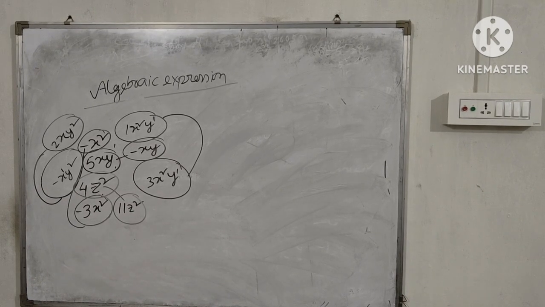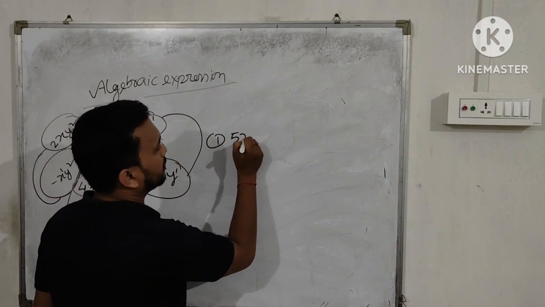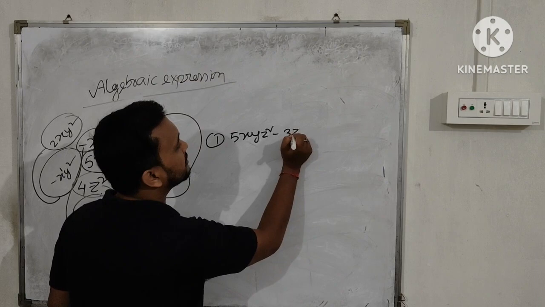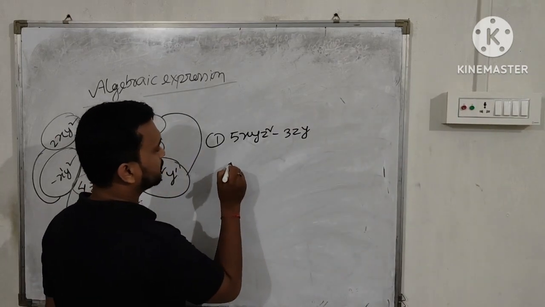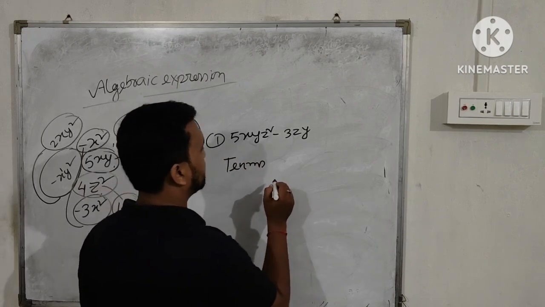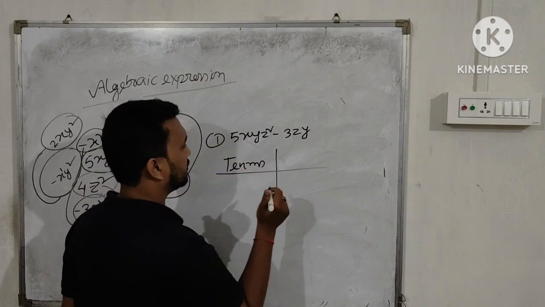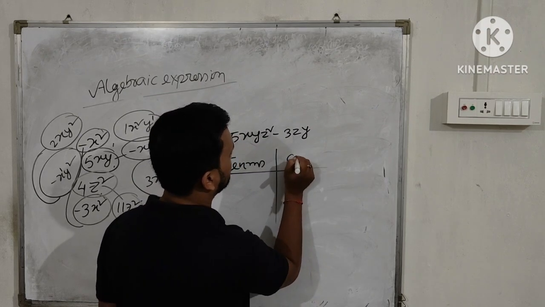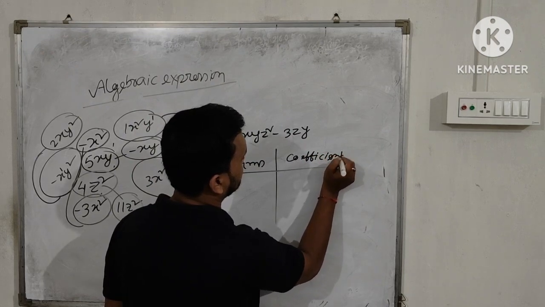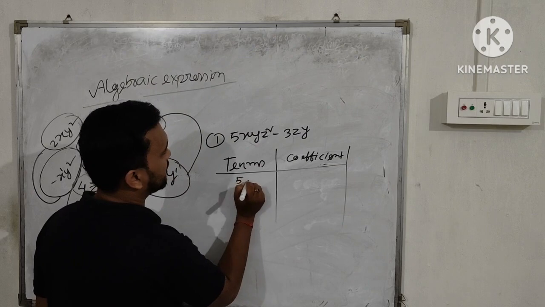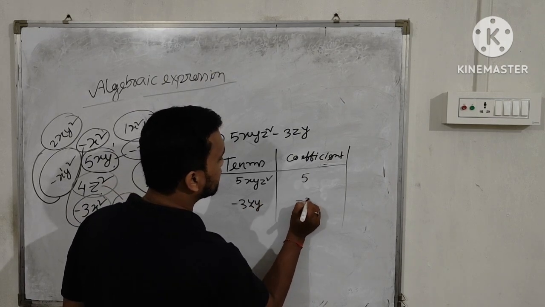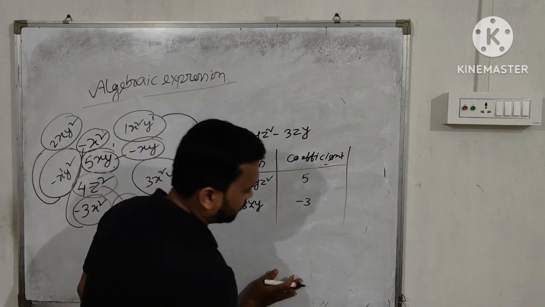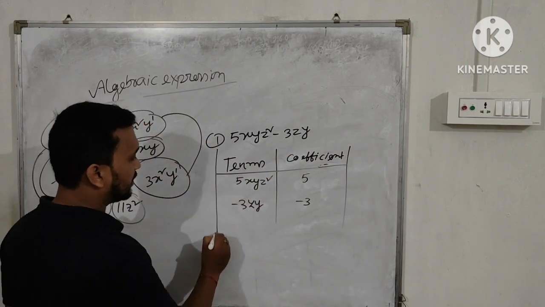Let me show you one example, that is 5x y square z. The first term is 5xy square z, and the next term is 3zy. Now here you have to write the terms, and next the coefficient. Since the question is not mentioning any specific factor, you have to write the numerical coefficient.